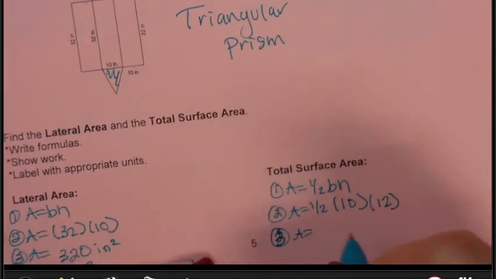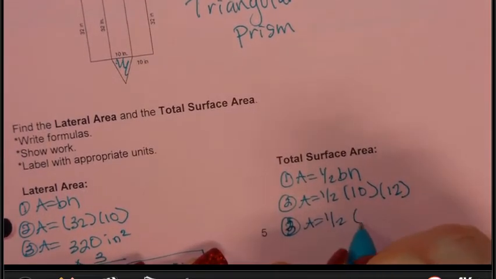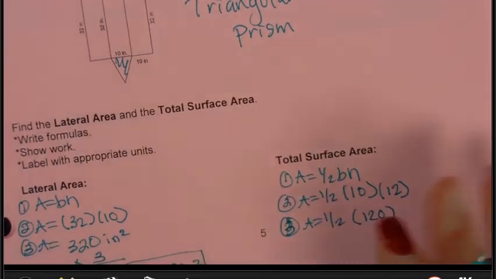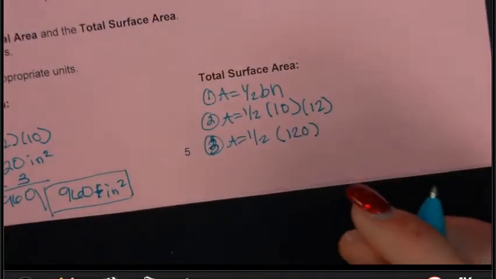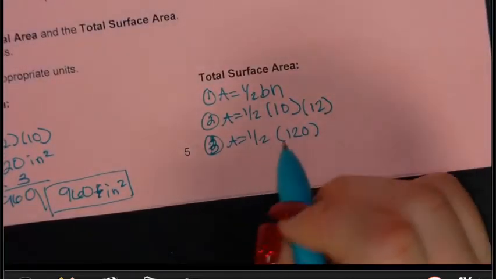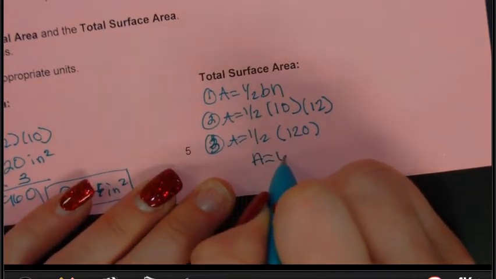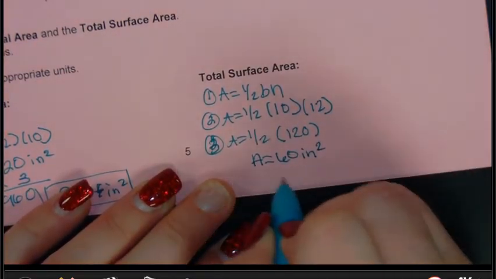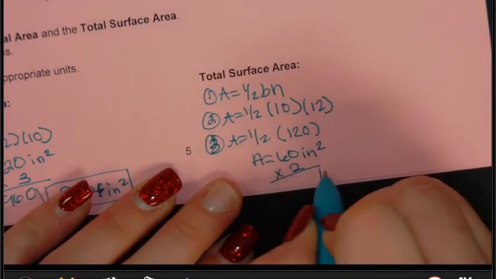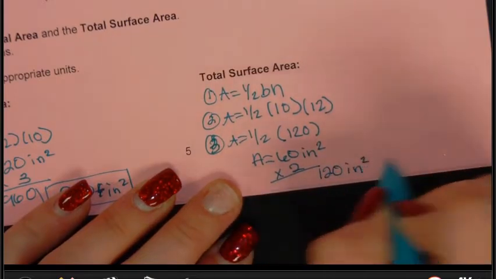And then step 3 is to solve. Well, I have another 10 trick, so 120. And then now I have to take 120 and divide it by 2. Well, I know half of 120 is 60. So 60 inches squared. And I have 2 of these triangles to give me 120 inches squared.